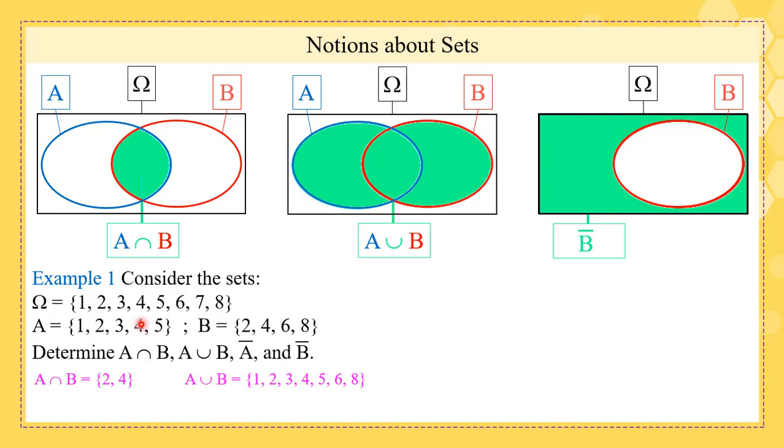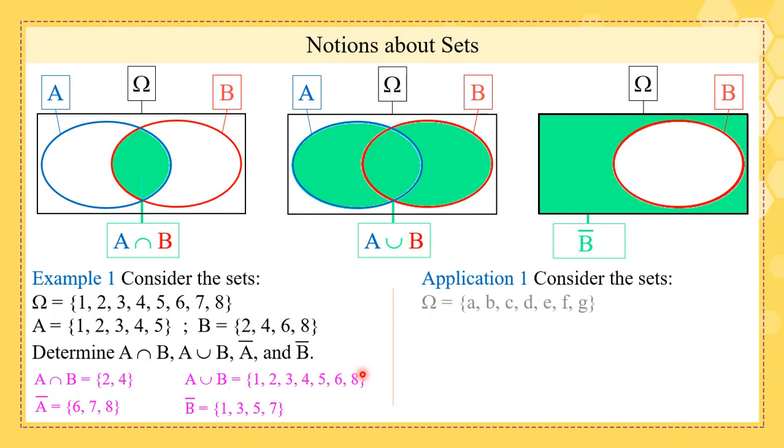And to find the union, we put all the elements of A, then we put all the elements of B, and pay attention not to repeat any element. Here, the elements of A are from 1 to 5, and elements of B are 2, 4, 6, 8. So we just add 6 and 8 because 2 and 4 were already stated. A bar means all elements in omega but not in A. This is A from 1 to 5, so what remains is the elements 6, 7, and 8, and similarly for B bar.